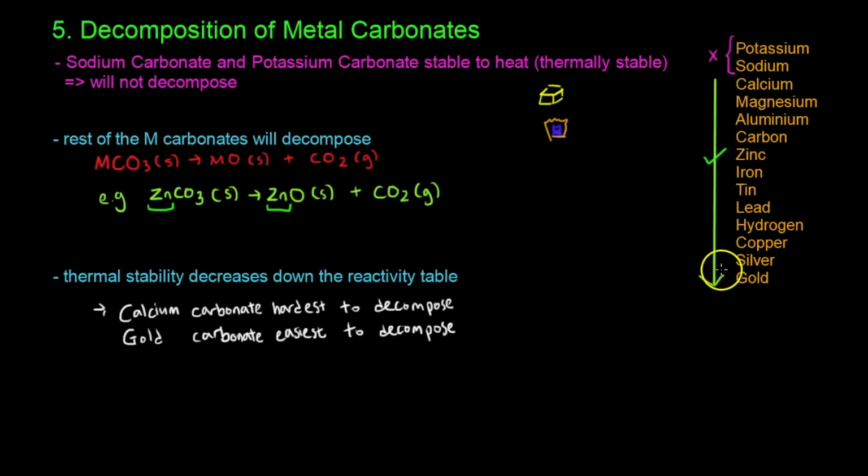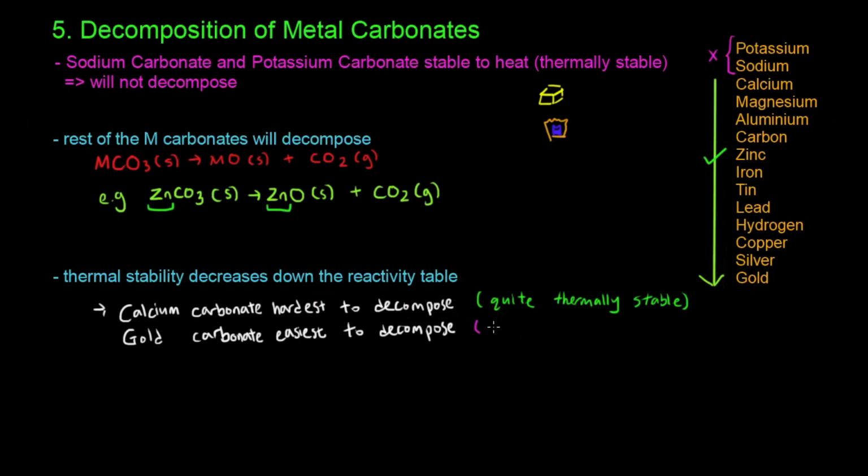Calcium to gold. So the last point to take note of is that thermal stability decreases down the reactivity table. What do I mean? Potassium and sodium, I just take out, let's leave them out for discussion. So let's start with calcium. Calcium is still quite thermally stable, but it can decompose after a while. So I'm saying that calcium carbonate is the hardest to decompose because it's still quite thermally stable. Whereas if I go all the way down to gold, now it's a different story.